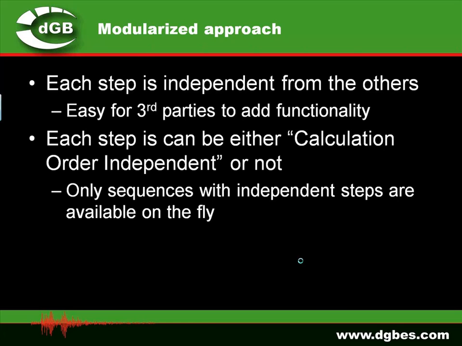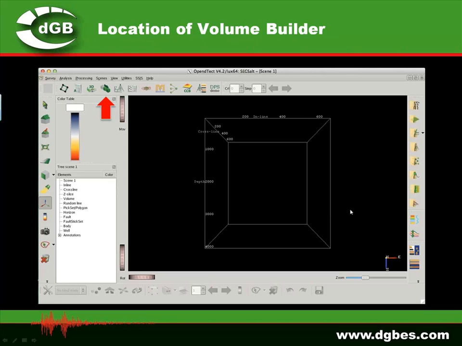If we look in OpendTect, the Volume Builder is hidden under the icon that is pointed out by the big red arrow.